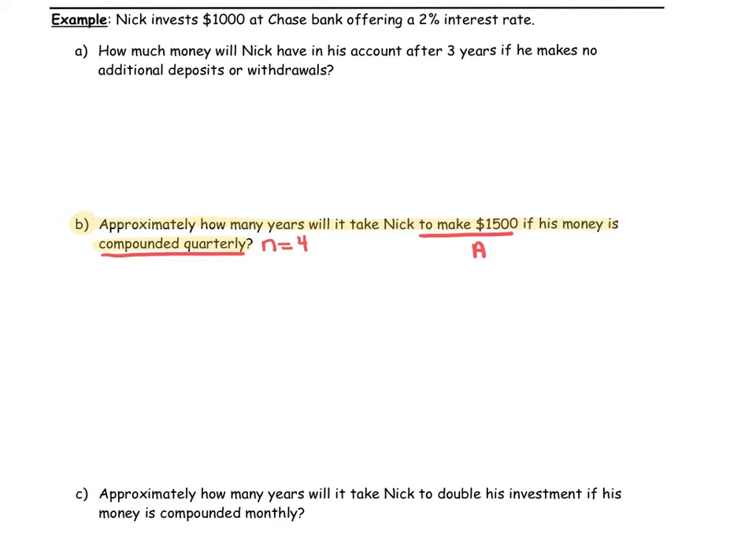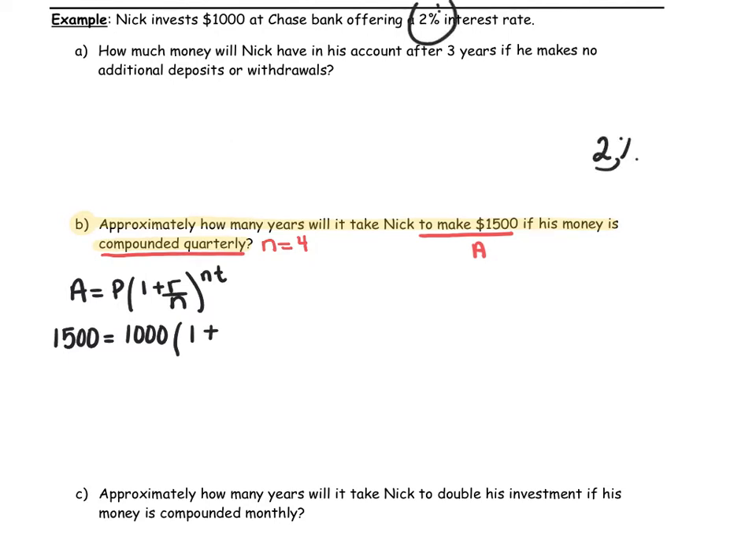So I'm going to start with plugging in our values. So A equals P, 1 plus r over n, to the nt power. So the 1,500 is the end value. We want to know how long it will take for it to grow there. If we start P with 1,000, my interest rate in this case is 2%. So remember, 2% as a decimal, 2 places to the left, is 0.02. I'm compounding quarterly, so my n is 4. And I want to solve for t.